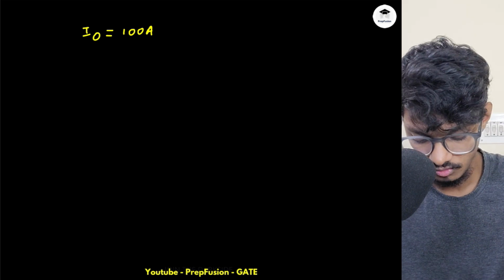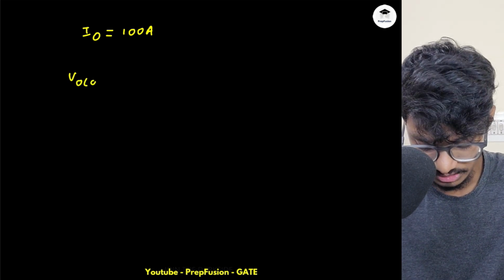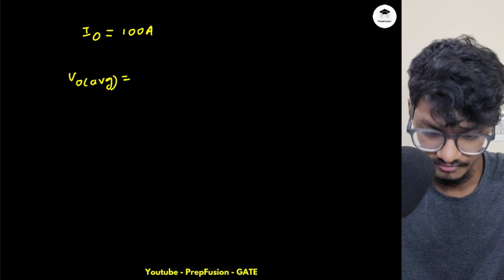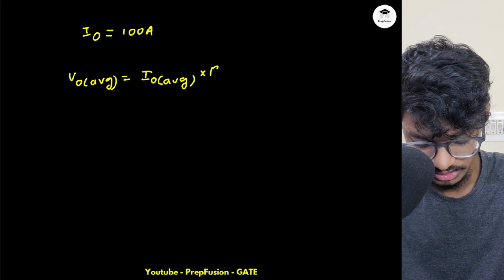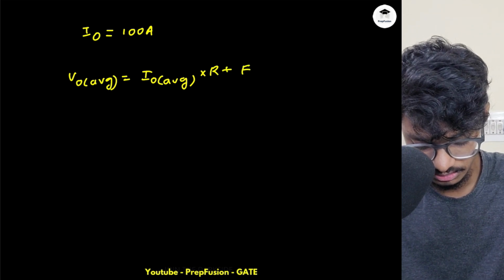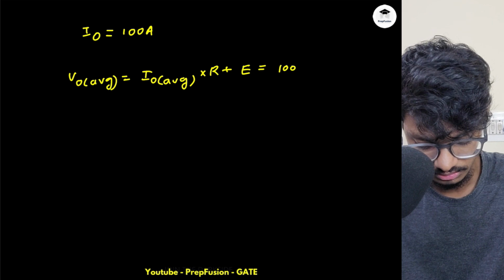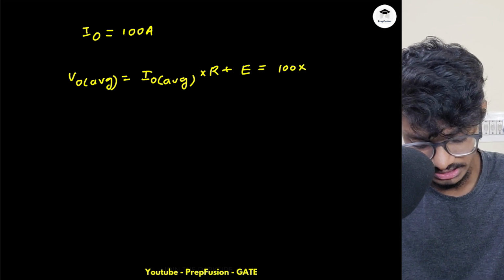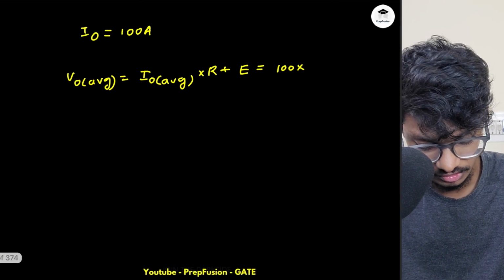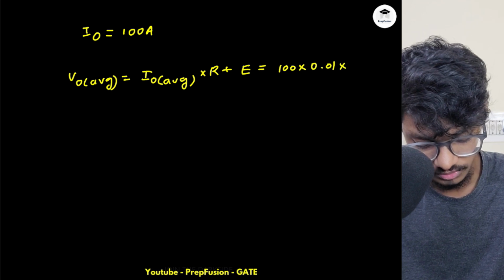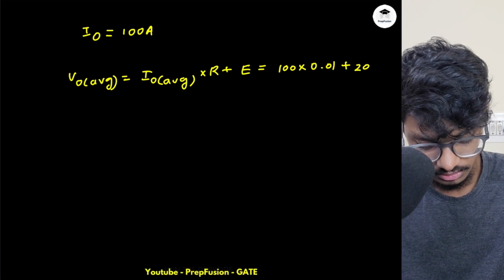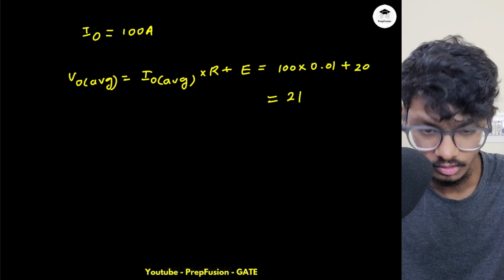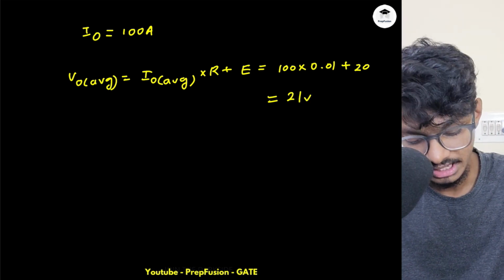That is 100 amperes. Now what is my VO average? My VO average is basically IO average into R plus E. So it is 100 times R. What is R? R is basically 0.01 ohms, plus E. E is 20 volts, right? So this is 1 and 20, that is 21. 21 volts is my average output voltage.